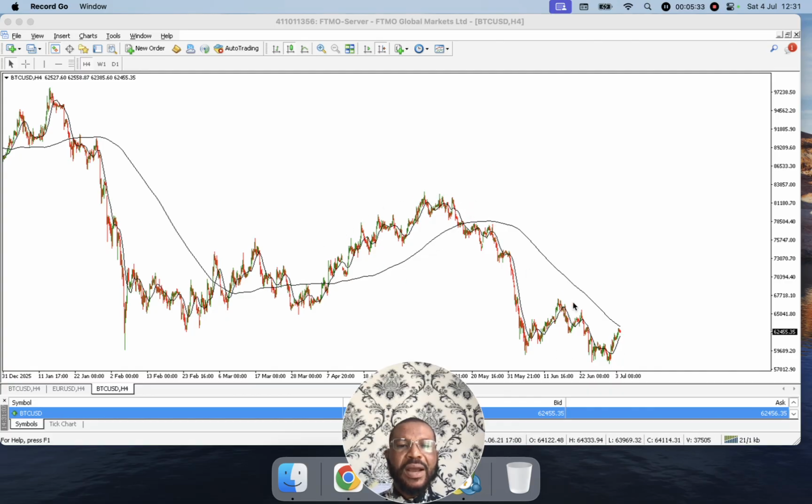So I can see on my 4-hour time frame, the BTC/USD is still trading below the 200 EMA. So for the BTC/USD, I'm still bearish until I see a complete change of character on the 4-hour time frame and price starts to trade above the 200 EMA. That is when I will change my bias from bearish to bullish.